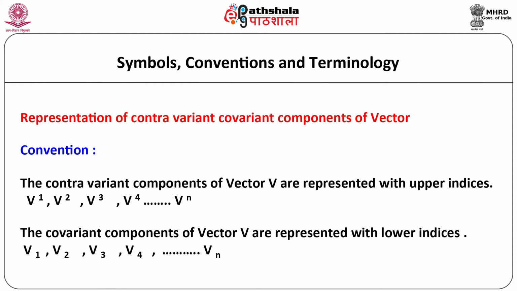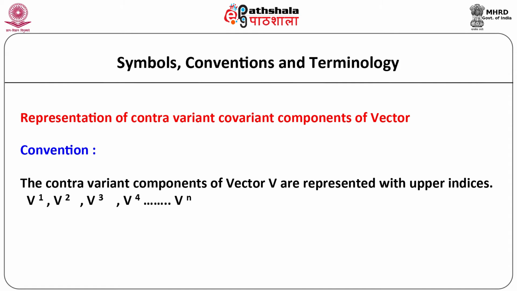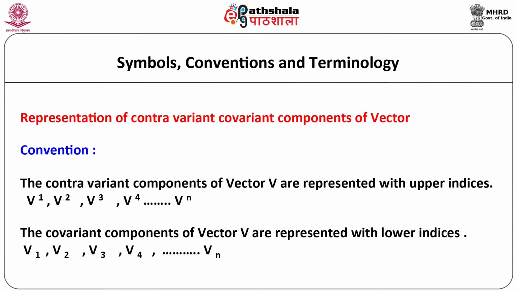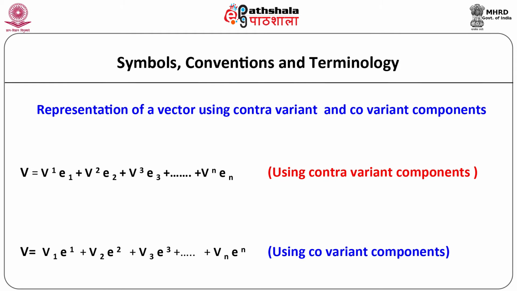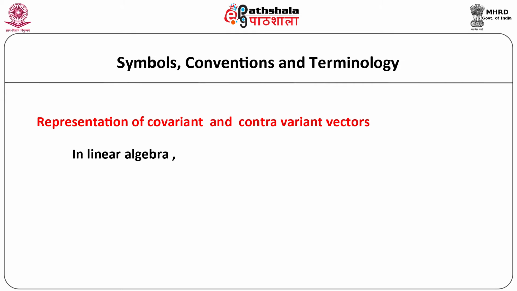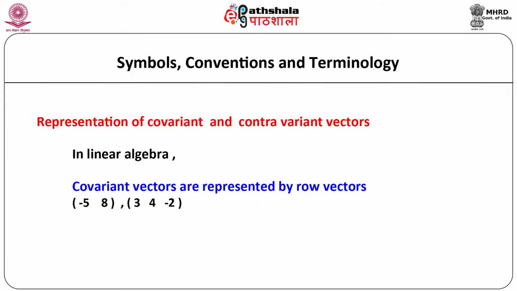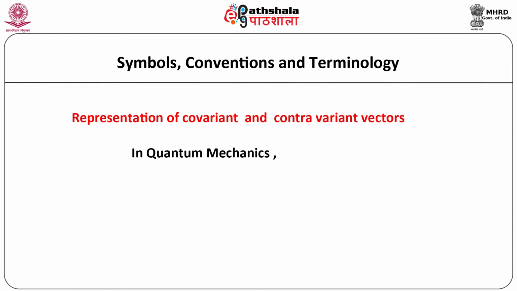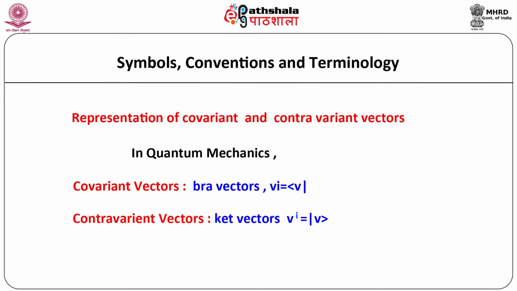Let us see the conventions used to represent components of contravariant and covariant vectors. The contravariant components of a vector, say v cap, are represented with upper indices. The covariant components of a vector, say v bar, are represented with lower indices. A vector v in terms of its contravariant and covariant components is written as shown. Covariant vectors are also known as one form. In linear algebra, covariant vectors are represented by row vectors, while contravariant vectors by column vectors. In quantum mechanics, the covariant vectors are associated with the notation known as bra vectors, and the contravariant vectors are associated with the ket vectors.